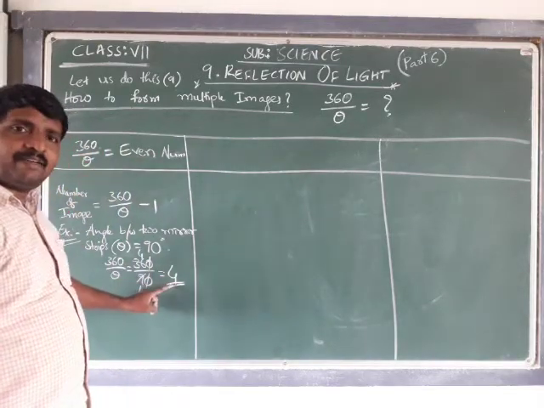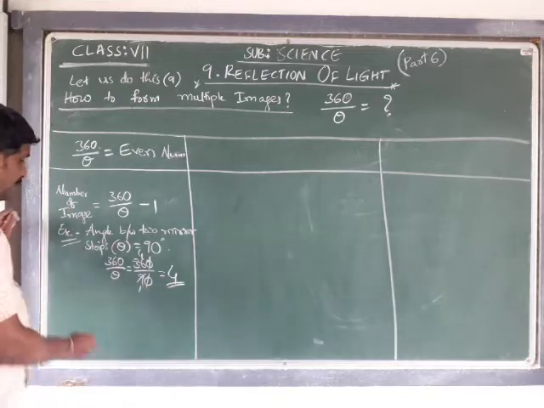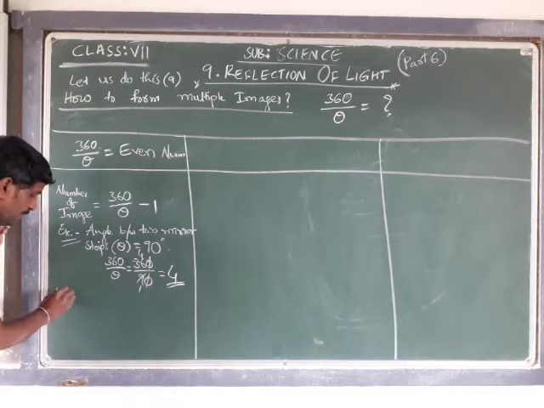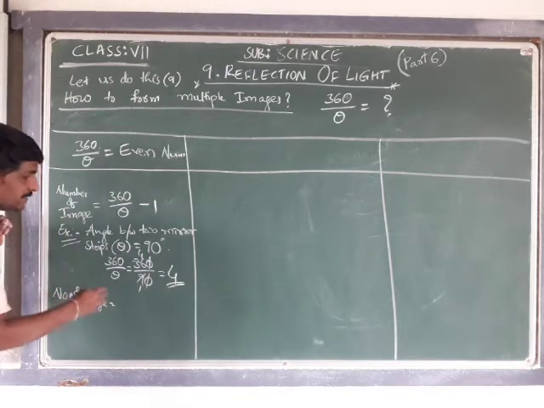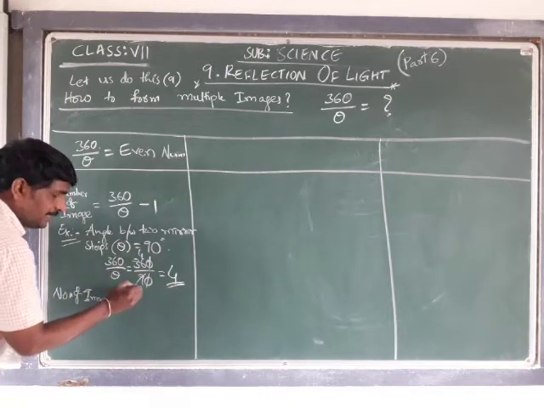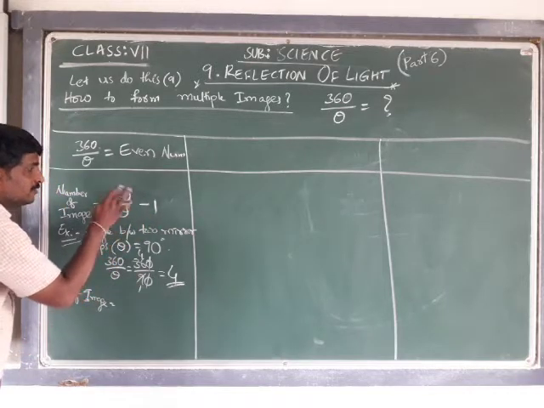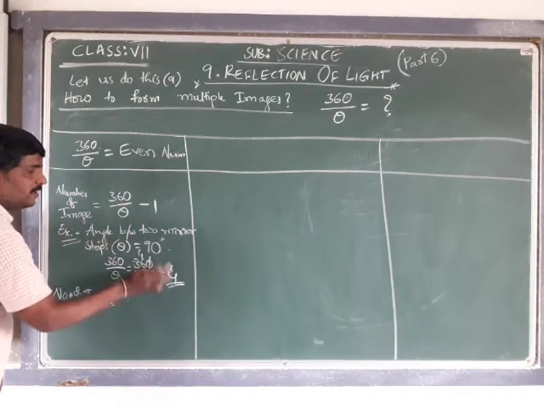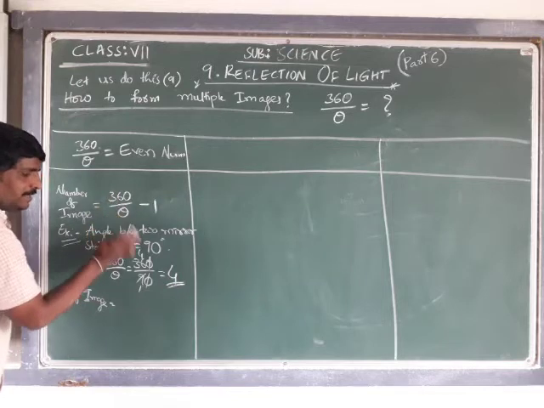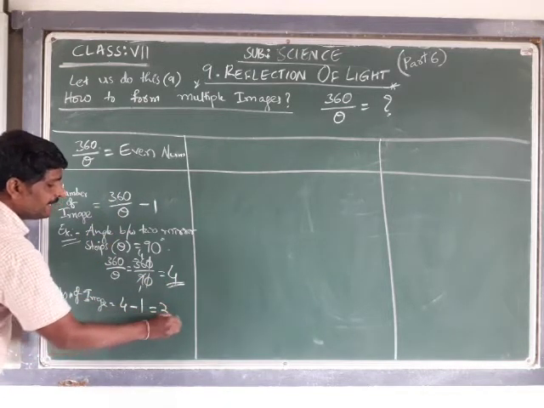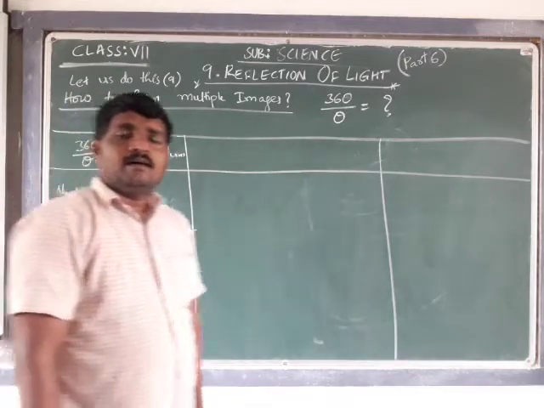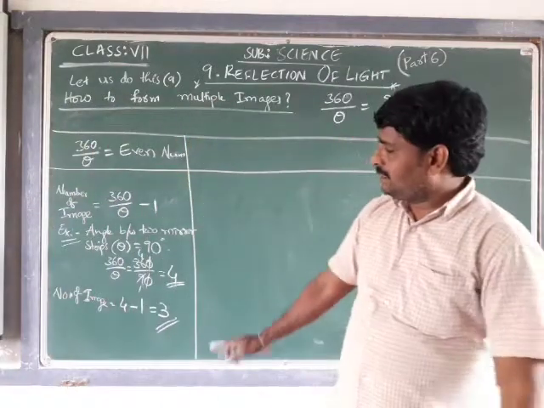360 by theta is an even number. Then what will happen to the number of images? As it is an even number, the number of images is equal to 360 by theta minus 1. So what value did we get for 360 by theta? It is 4, so 4 minus 1, that is equal to 3 images we are going to get.